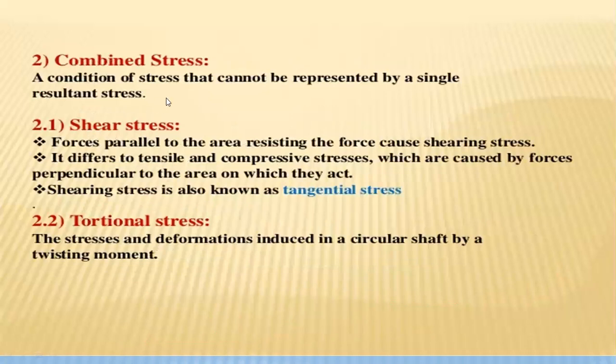And next one, combined stresses. A condition of stress that cannot be represented by a single resultant stress. It is not represented by only a single resultant stress acting on that body. It acts as different types of stresses. Okay, so you can take shear stress. Forces parallel to that area resisting the force cause shear stress. Suppose it is the area, the forces are parallel to that area.